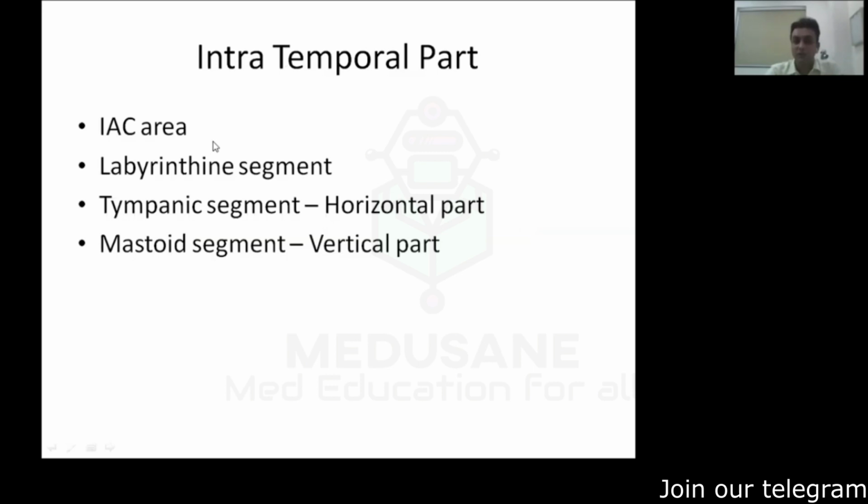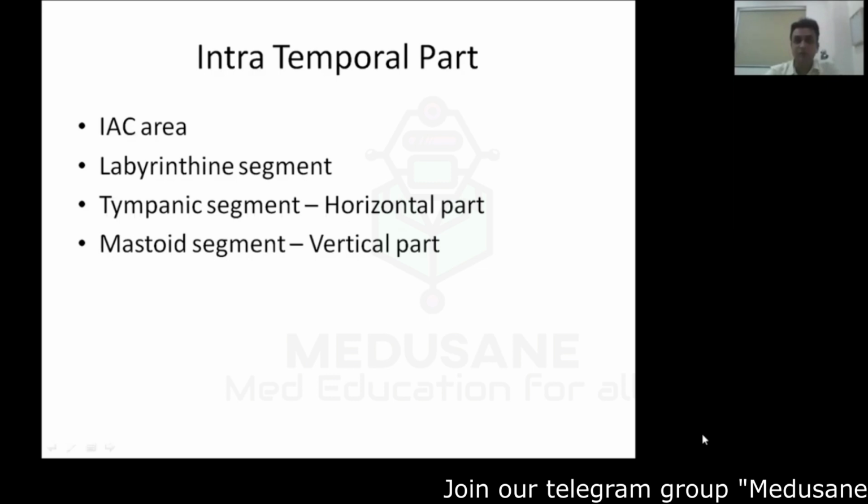So the first part of the temporal bone that comes into contact with the facial nerve is called the internal acoustic canal, the IAC area, where the nerve travels. It is almost an 8 millimeter long part where the nerve runs in the canal, and it runs along with the 8th nerve. That means the cochleovestibular nerve. At the lateralmost part of the canal, the facial nerve then becomes the labyrinthine segment of the nerve.